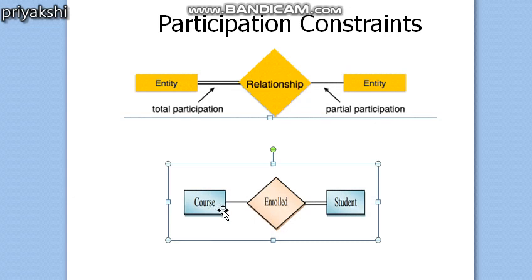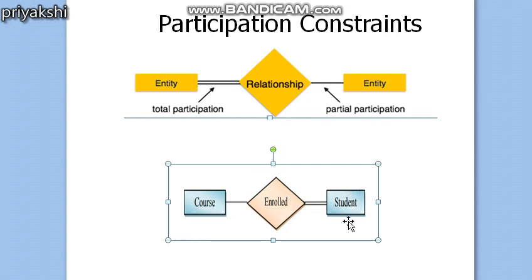It is possible that only some of the course entities are related to the student entity set through the enrolled relationship set. For example, if there are some optional courses, it may happen that in some optional courses no student has enrolled. So from this side the participation is partial, because all the courses may not have students. But if you see from this side, the participation of entity set student in the enrolled relationship set is total. Why? Because every student is expected to relate to at least one course through the enrolled relationship set.